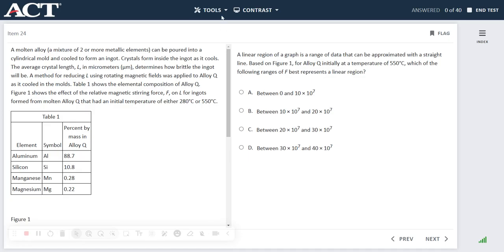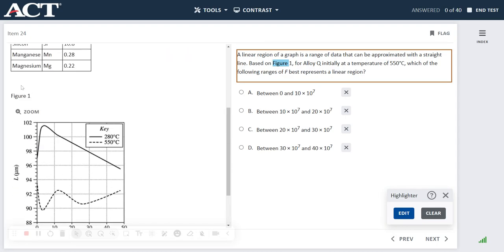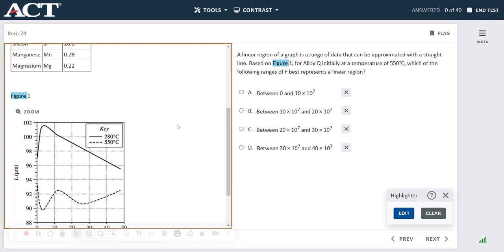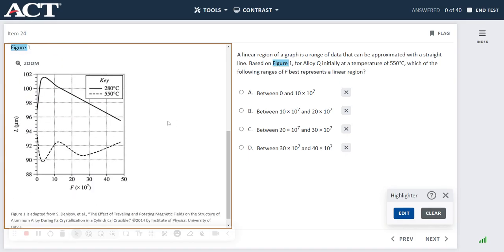All right, I'm going to turn on two tools, my answer eliminator and my highlighter. I think those are useful in the digital test. The linear region of a graph is a range of data that can be approximated with a straight line. All right, so linear graph based on figure 1. So we're going to scroll down to figure 1 right here. For alloy Q, at an initial temperature of 550 degrees, that's the dotted line. Which of the following ranges, best of F, best represents a linear region?